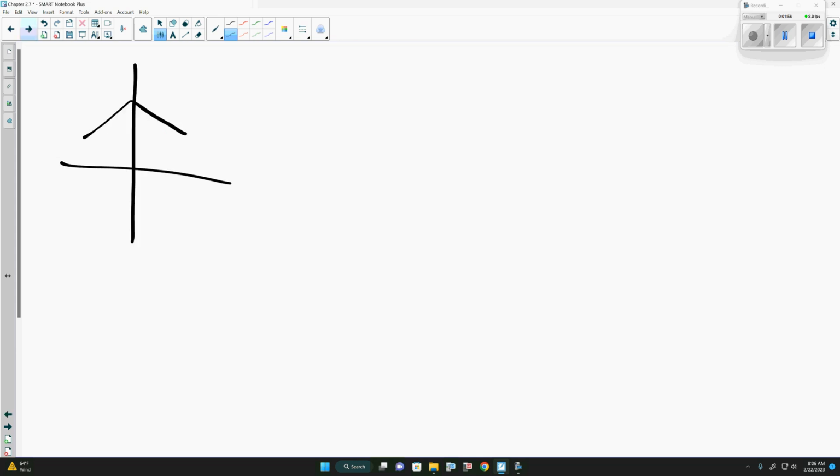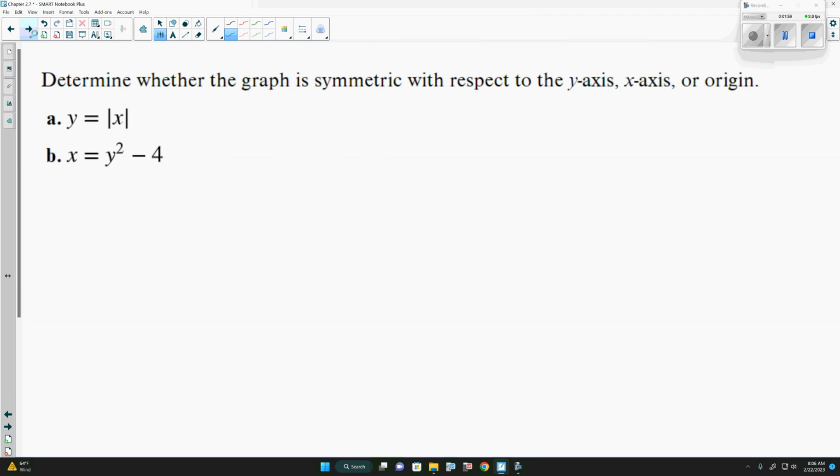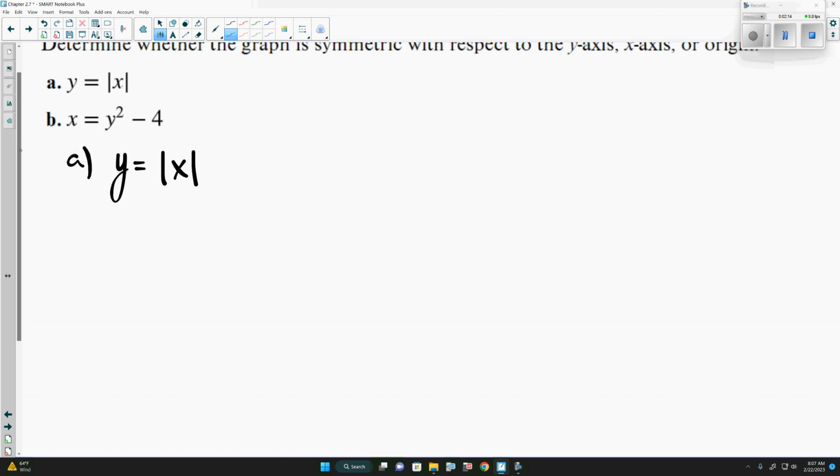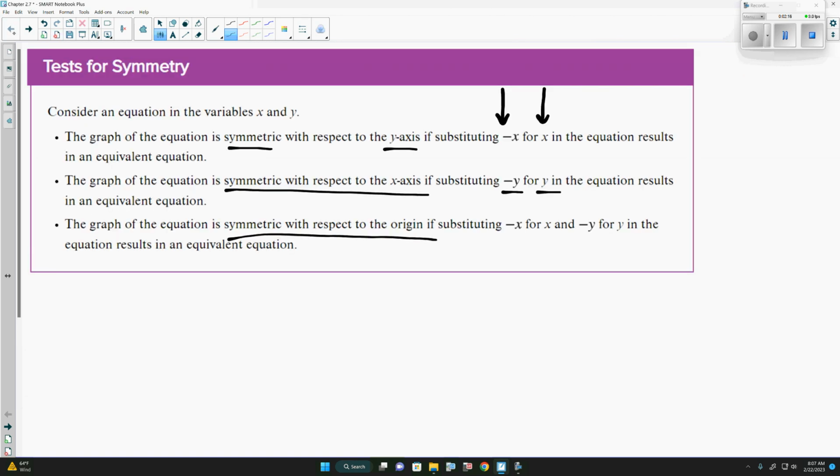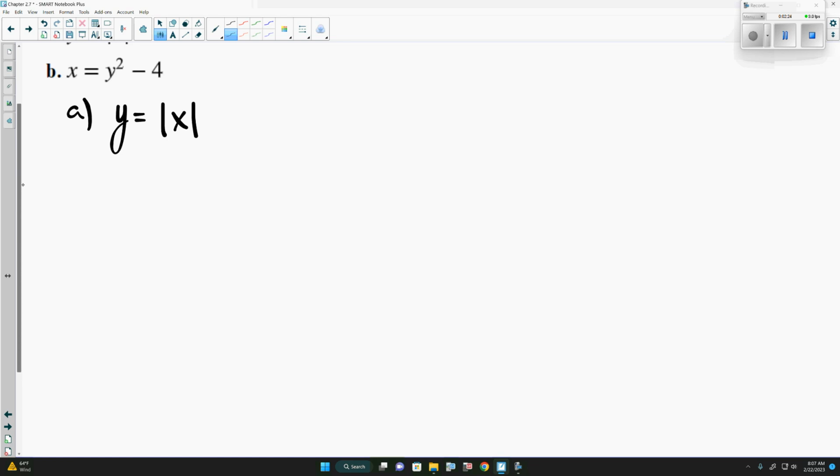Now that seems a little weird, what we're trying to do, but if we look at the first one here, a, y is equal to the absolute value of x. If we want to check to see if it's symmetric with respect to the y-axis, we're going to replace x with negative x. So here, we replace this x with negative x, and then simplify.